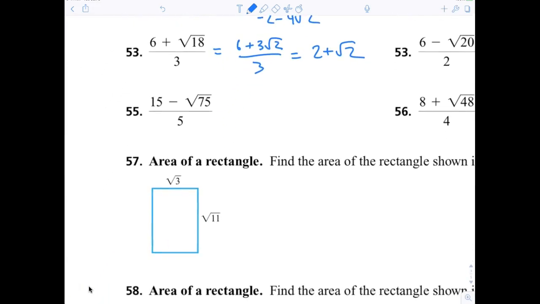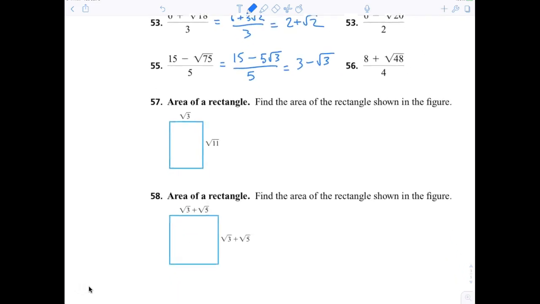Okay, 55. Simplify the square root of 75. 15 minus, come on, 5 radical 3 all over 5. So the final answer: 3 minus radical 3. Is everybody okay with this?